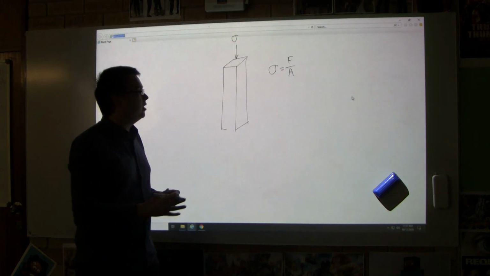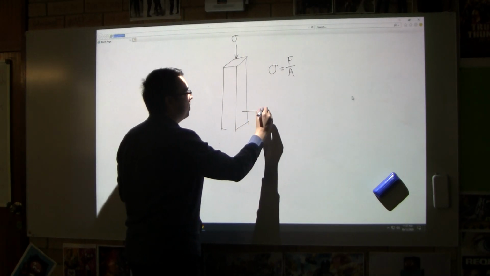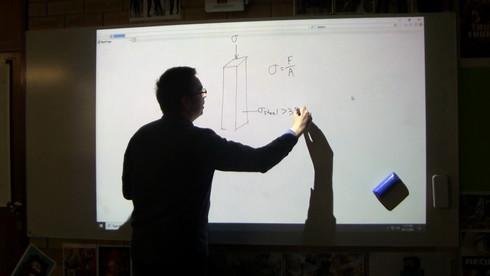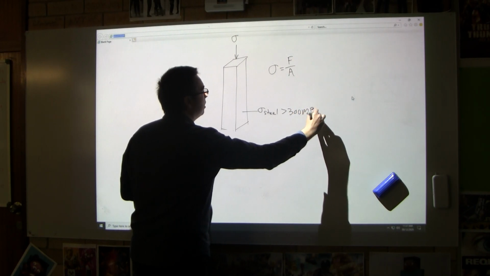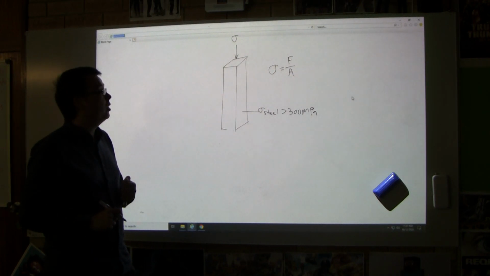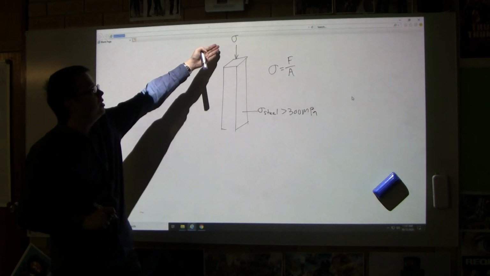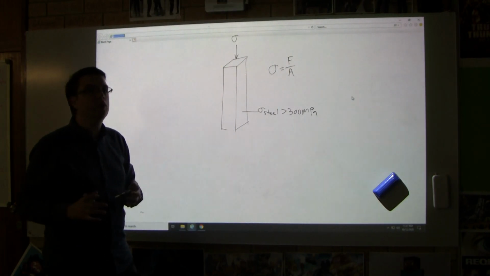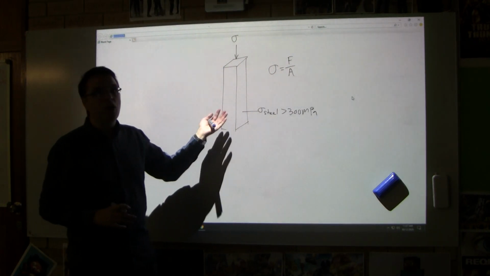I compare this stress to the strength of the object. Now I like to use steel as an example. The steel is over 300 megapascals. Steel's pretty strong. It's a high value, right? Concrete could be 20 to 40. But if the stress that's being applied by the loads on this column is too high, well, we have two choices. One is that we could use a high quality steel.